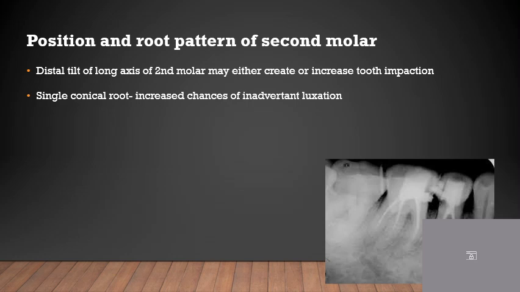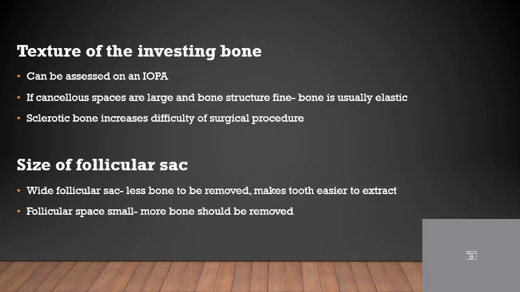So, the position and root pattern of the second molar also complicates the removal of the third molar. The distal plate of the second molar can create a hindrance in the removal of the tooth. A single conical root of a second molar can lead to an increased chance of luxation of the second molar during removal of the third molar. So the root pattern of the second molar can also affect the way you remove the impacted tooth and the texture of the investing bone.